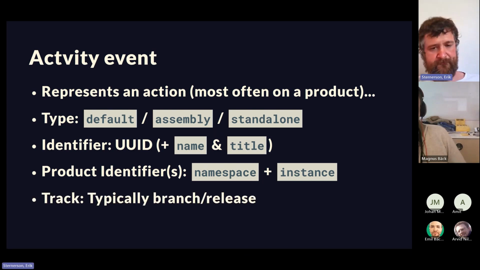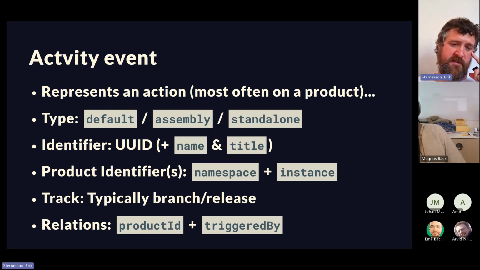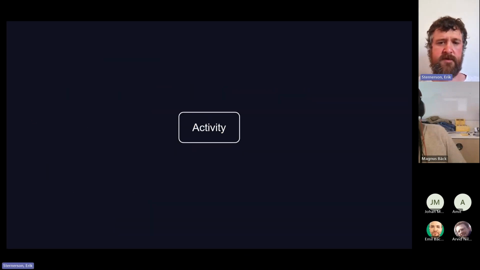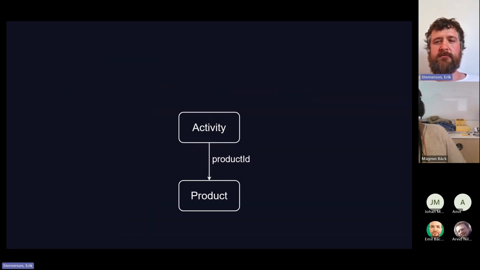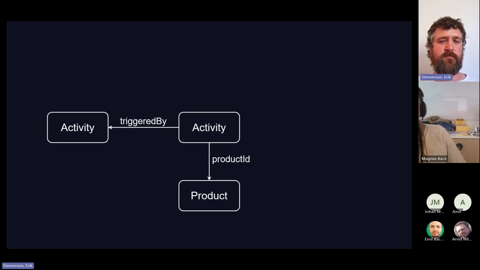And we have track here as well. When it comes to relations, we can relate to products, and we can say that we were triggered by some other activity. So let's look at that. So again, an activity, at least in the default variant, it always refers to a single product using the product ID. But again, for different types of activities, it could be different rules. And then it can be triggered by, so you can point to an activity that triggered it in case it has that information.